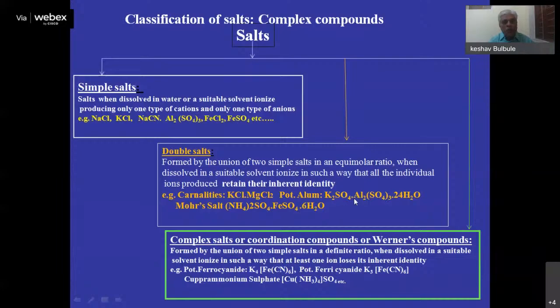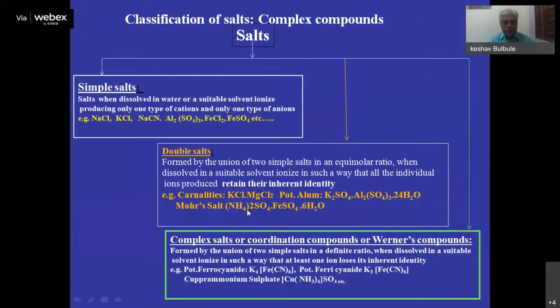None of the ions would have lost its inherent property even after one simple salt has united with another in an equimolar ratio. The same can be repeated even with more salt. More salt, as used in the brown ring test, is the double salt made out of one simple salt such as ammonium sulfate and another simple salt, ferrous sulfate. All the ions produced, ammonium ion, sulfate ion, and ferrous ion, retain their individual identity even after the double salt formation.